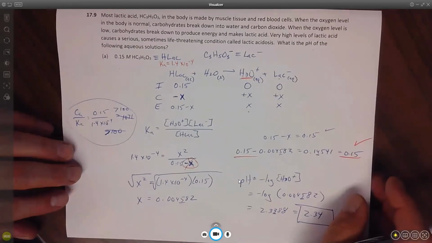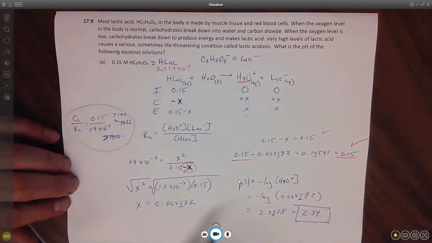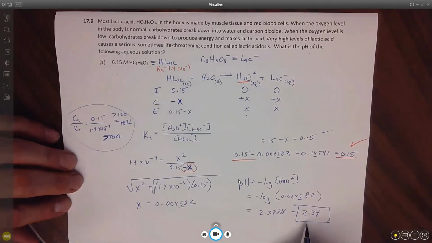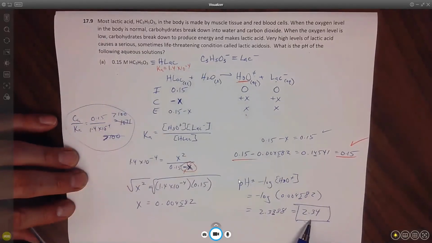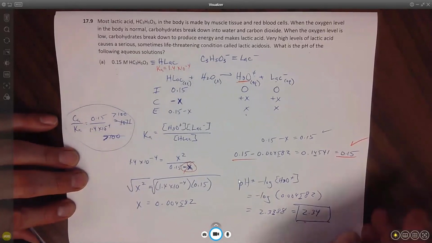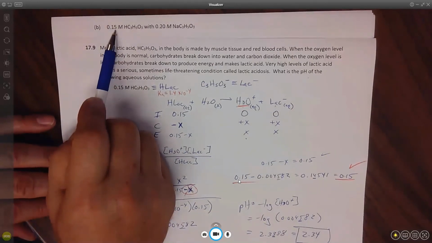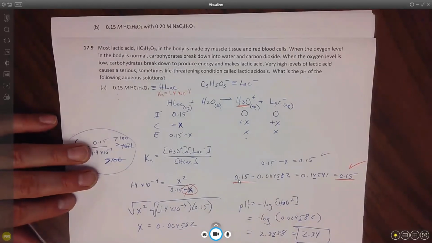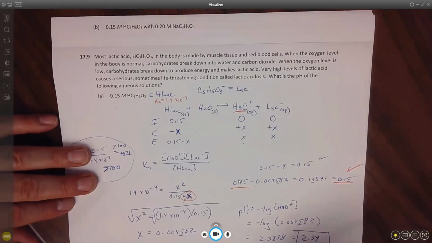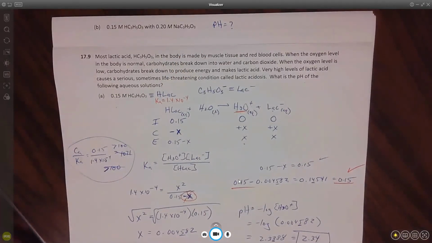Okay, so any other questions about this? So again, basically this could be on Monday's exam. This was just determining the pH of a weak acid in pure water. Okay, so there it is. So 0.15 molar lactic acid gives us a pH of 2.34. But what is the pH if we now have 0.15 molar lactic acid with 0.2 molar sodium lactate? How am I going to determine the pH of this mixture of solutions?